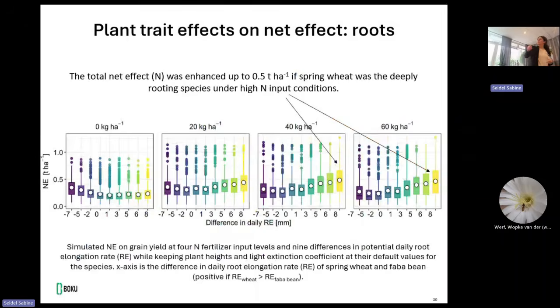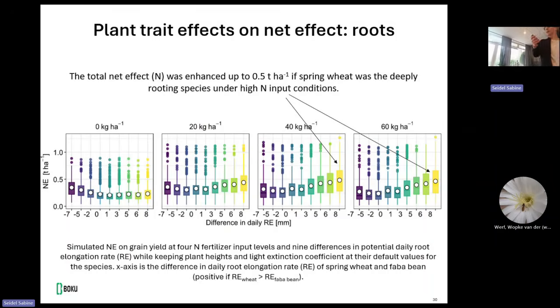And now let's look at the net effect. The net effect in tons per hectare for the 4 different N levels, and again the differences in the daily root elongation. So here, what we see is that we have an enhancement. The net effect here is 0.5 tons per hectare. So the highest net effect, the highest absolute grain advantage we had, was with a high N fertilization and if the spring wheat is deep rooting. So there is this interaction between management and genotype.